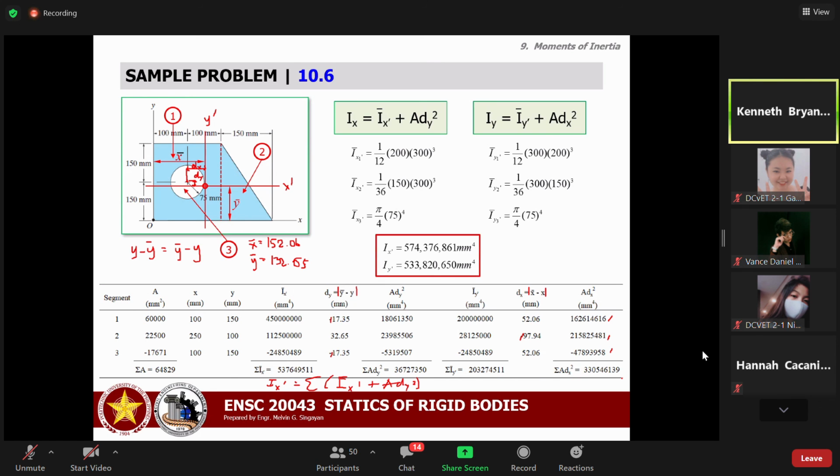So, Ix prime is 574,376,861 millimeters to the fourth, while Iy prime is 520,650 millimeters to the fourth. So, that's the answer.